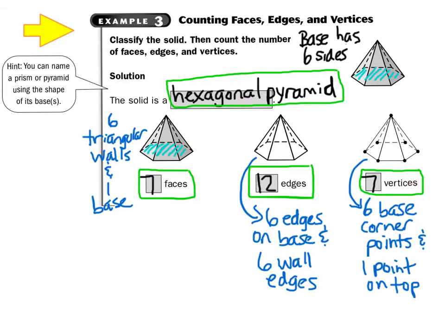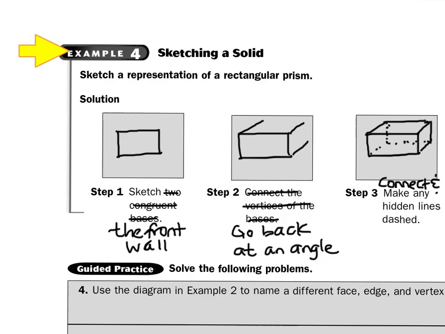Now with the vertices, remember you're counting the corner points. So here I would always start at the base. That's the easiest place to start. So I count 1, 2, 3, 4, 5, 6 corner points on the base, and then there's just that one at the top. So there's 6 base corner points and 1 point at the top. That makes 7 vertices.